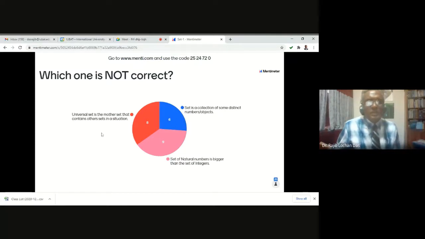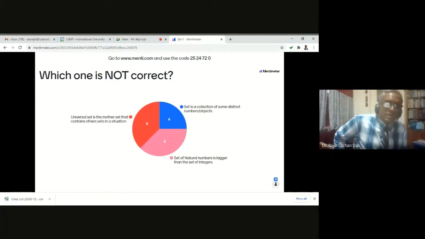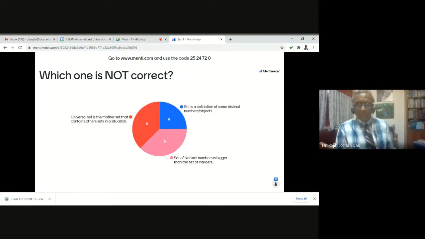So I'm reading the red one. Universal set is the mother set that contains other sets in a situation. This is a correct statement. The blue option: a set is a collection of some distinct numbers or objects. This is also a correct statement.